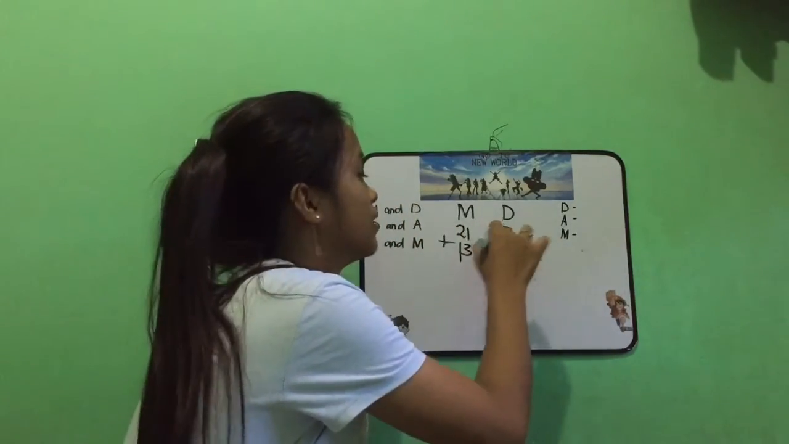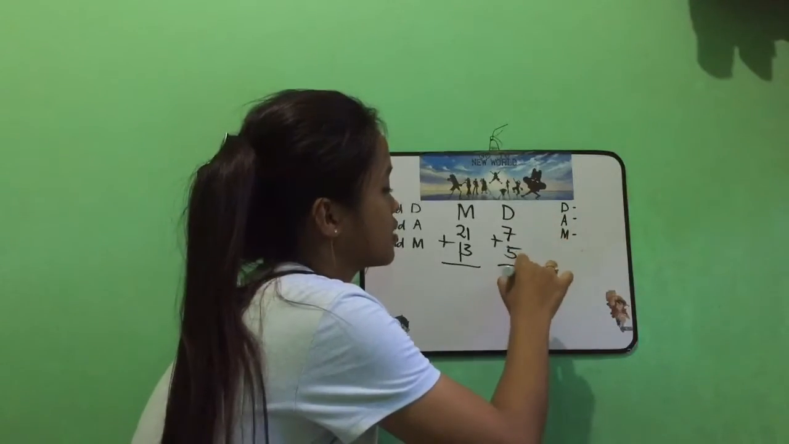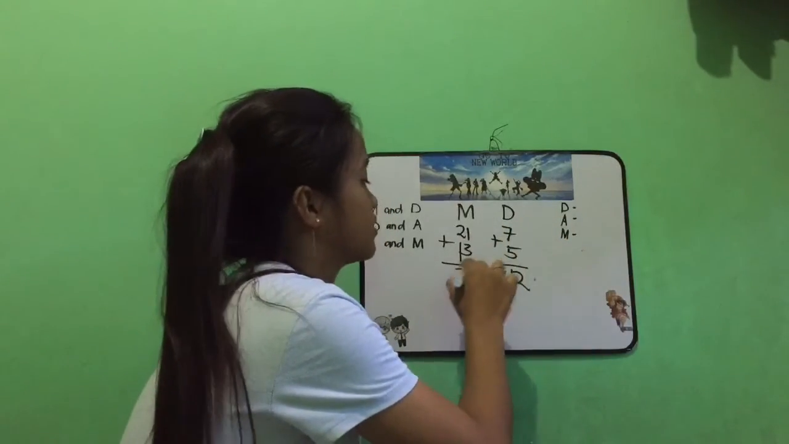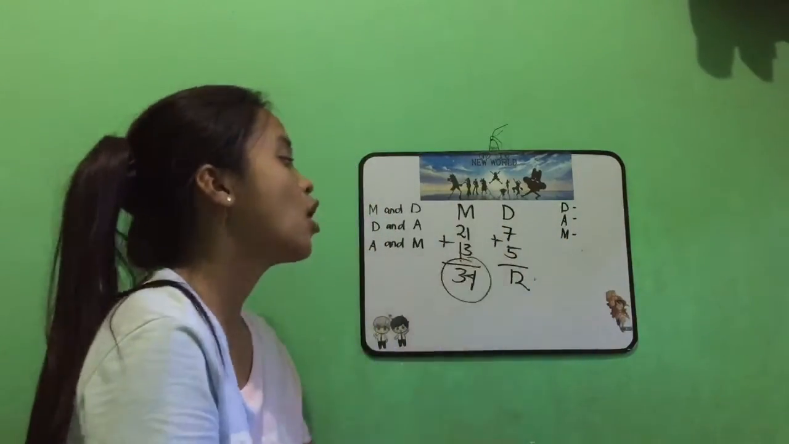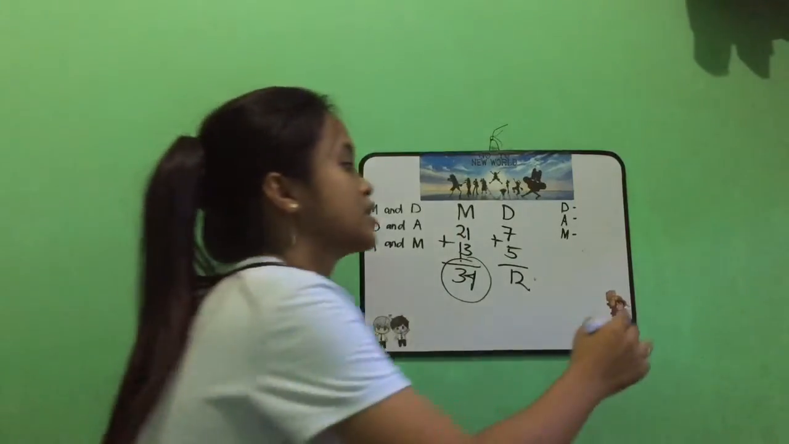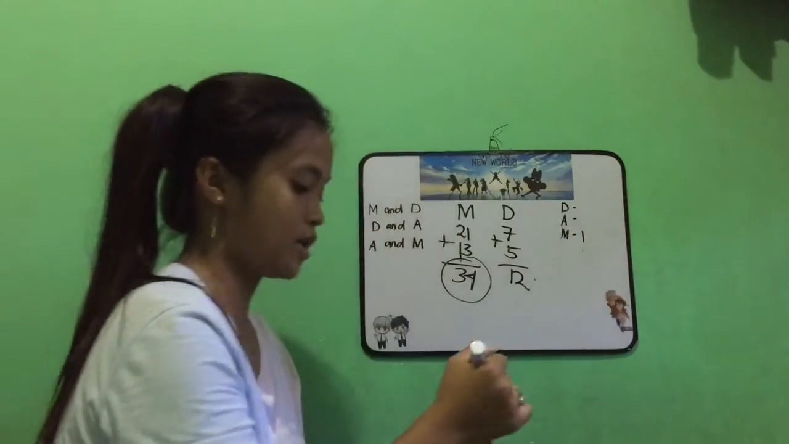So let's sum them all up. 7 plus 5 equals 12. 21 plus 13 equals 34. So the main course won this voting. So let's put 1 point to the main course.